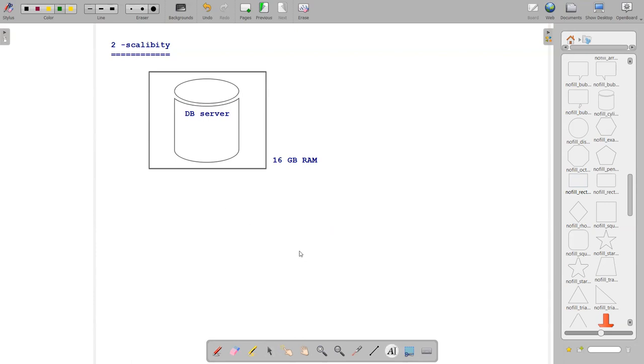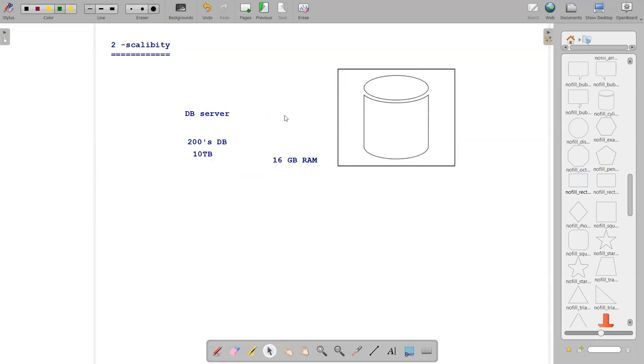Suppose we have multiple databases, like 200 different databases are there. Now we are storing 5 TB of data, or 10 TB, so we can understand easily. 10 terabytes of data we are storing in the DB. Here this is 4 GB RAM, and this is 10 TB with 60 GB RAM.